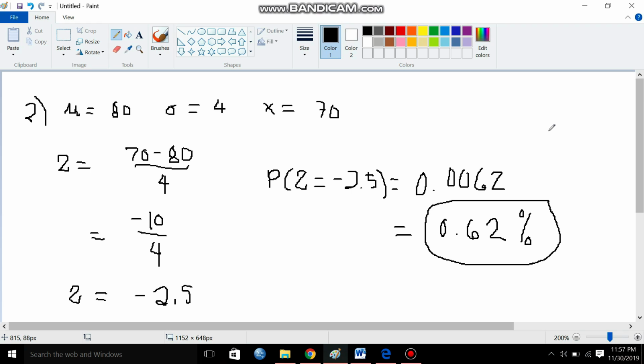Okay, that's it. That's how we solve or determine the z-score and the percentile, or the probability of the occurrence of that score with respect to the population mean and the population standard deviation.